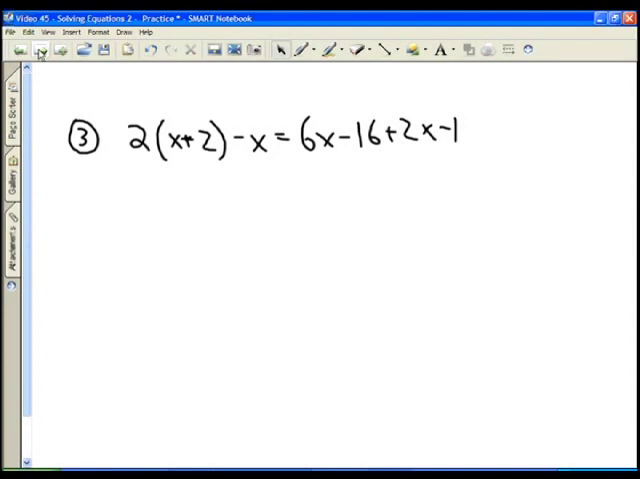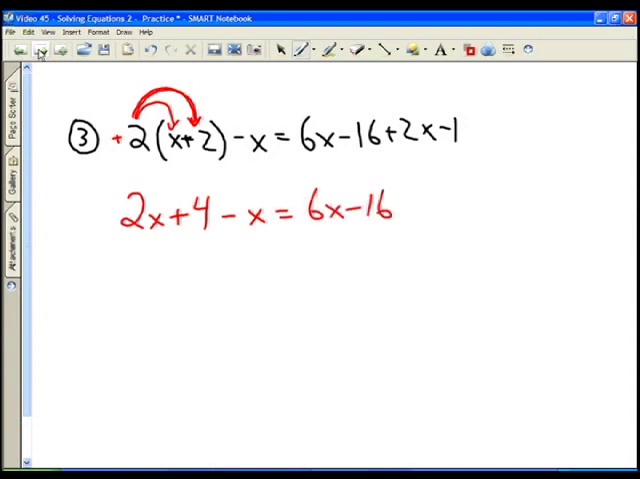So here, remember, 2 times x plus 2 is really 2 times x and then 2 times positive 2. So 2 times x is 2x, and 2 times positive 2 is positive 4. And remember, there's a positive sign out front here. So we have 2x plus 4 minus x is equal to 6x minus 16 plus 2x minus 1.